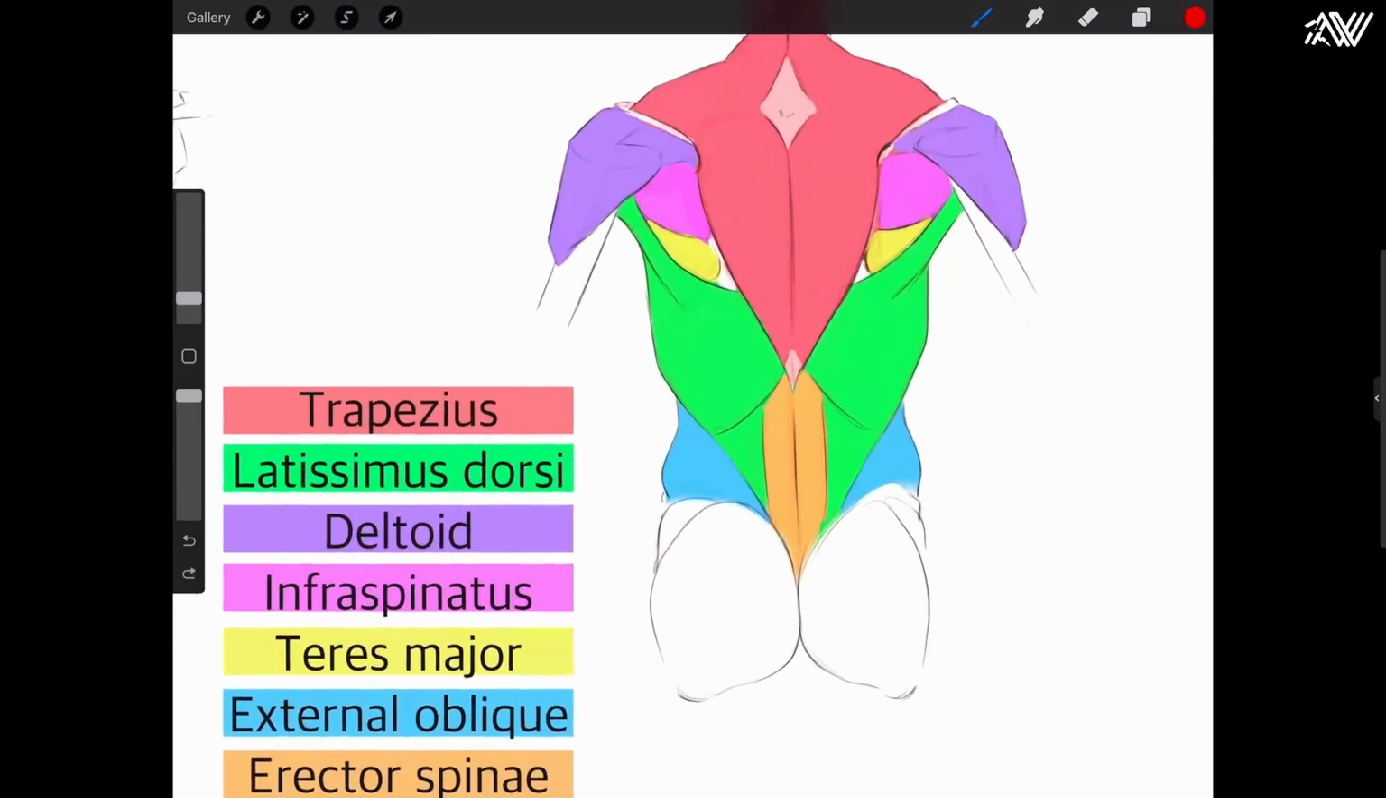Moving on, we have the latissimus dorsi, right? Indicated here in green is the latissimus dorsi, and latissimus dorsi is a very interesting muscle.